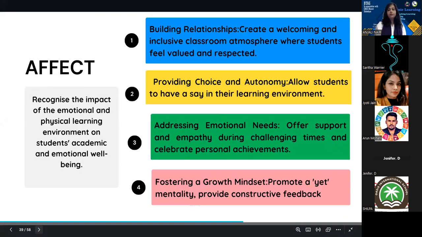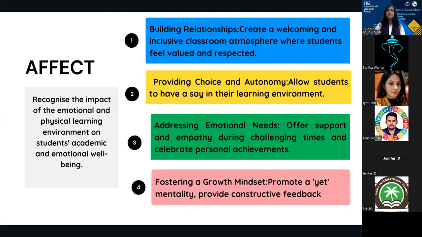And when we talk about affect, or the emotional and physical learning environment, always, as I told you about the ABC of a teacher who wants to follow inclusive education, you have to build relationships and create a welcoming and inclusive classroom atmosphere where students feel valued and respected. They will learn if they like the teacher. If they feel welcomed, if they feel respected, they'll listen to you, they'll love your subject. Always provide choices and address their emotional needs.